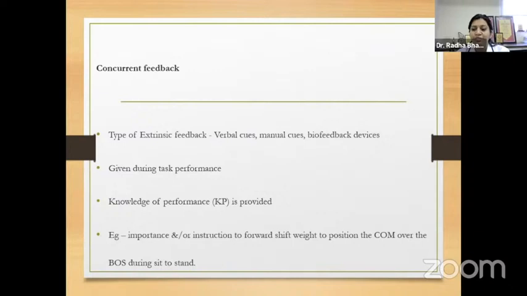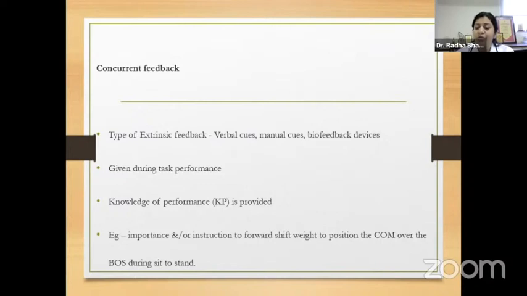Concurrent means ongoing, along with. So this type of extrinsic feedback is given when a person is performing a task. For example, if a person is doing a reaching activity, you can give concurrent feedback to your patient: no, you need to extend your elbow more so that you reach it. Come on, extend it. This type of feedback while the movement or exercise is going on is called concurrent feedback. And again, this concurrent feedback can be given verbally or manually.